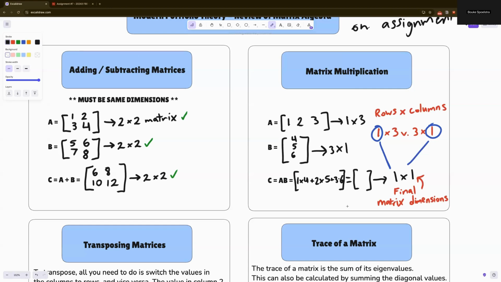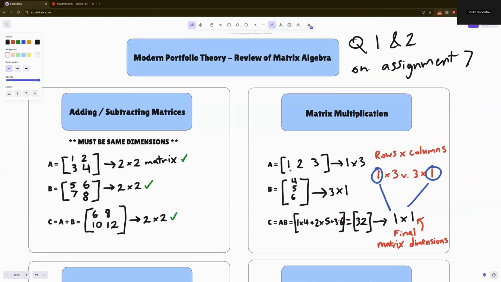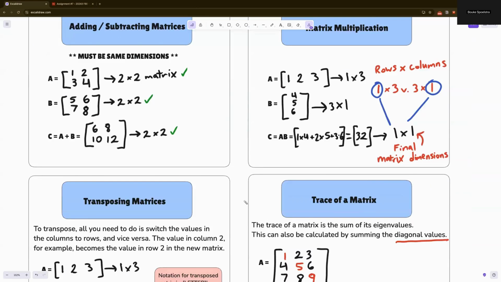So that would end up being 32. And that would be our final answer. Yeah, so 14 plus 18, 1 by 1 matrix, right? So it's important to remember you're multiplying the corresponding rows by the columns. So column 1 by row 1, and yeah.